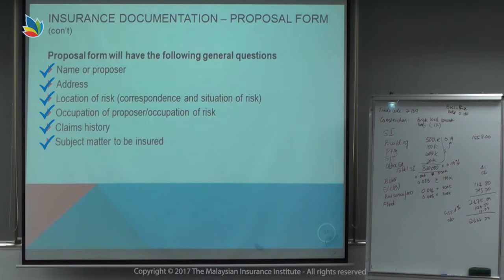Occupation. Why do I need to know the occupation? To pick the correct tariff rate. Claim history. Why do you ask for claim history? You can see my car is downstairs, why do you need to know my claim history? Loading, whether insurable, whether it's high risk, low risk, medium risk. That's for claim history. Subject matter to be insured.